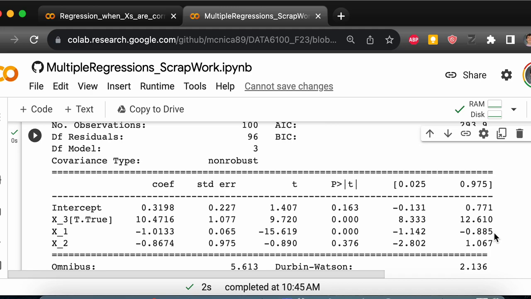So that is significant. x2, which was significant before, a big positive number before, has gone from being very significant to being not significant. The confidence interval is negative 2.8 to 1.